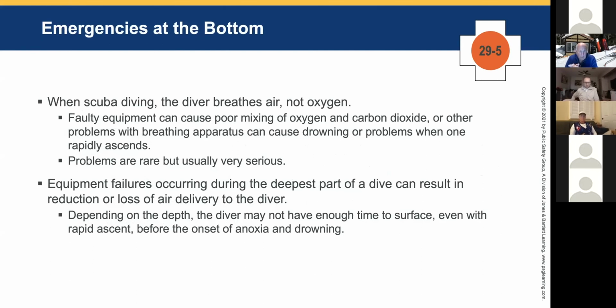Equipment failures during the deepest part of a dive can result in reduction or loss of air delivery to the diver. Descending to depth, the diver may not have enough time to surface, even with rapid ascent, before onset of drowning. What this is really saying is, if you don't have enough air and you're going down, you may run out of air. And even if you come up to the surface rapidly, you can still run out of air. As we go through some further slides, we'll talk about what you need to do if you're diving.